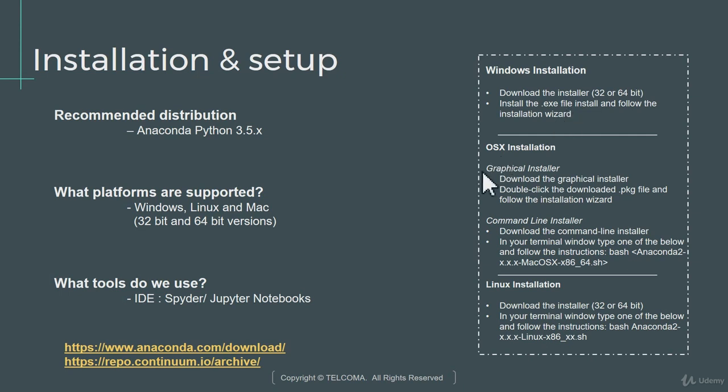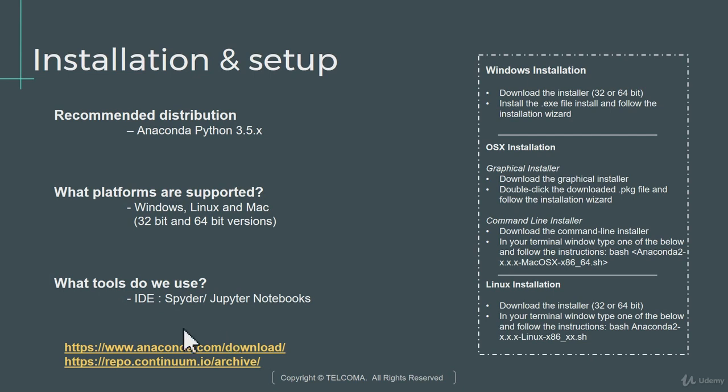For Mac, you have two options. You have the graphical installation process as well as you have the command line process. The graphical process is just as similar to any other software which we install on a Mac. And the command line is actually something very similar to Linux. You can just invoke the shell script file which actually gets downloaded and the remaining is automated. For Linux, again, similar to the command line version of Mac, you have to download the installer and then invoke the shell script from the command prompt.